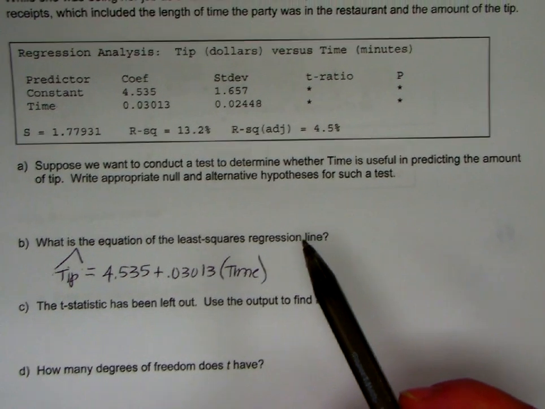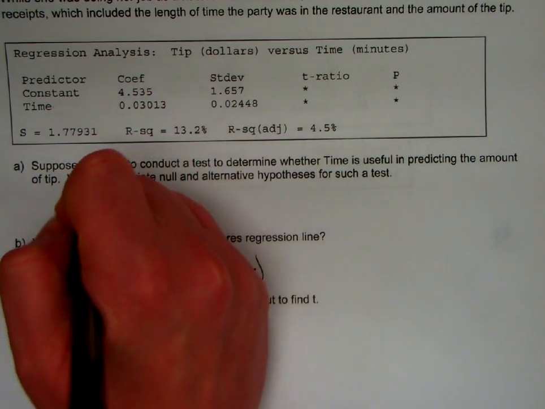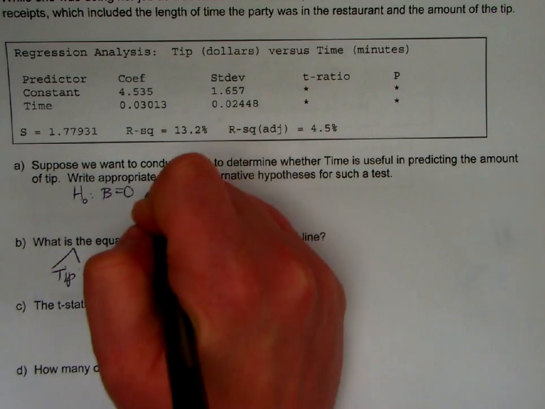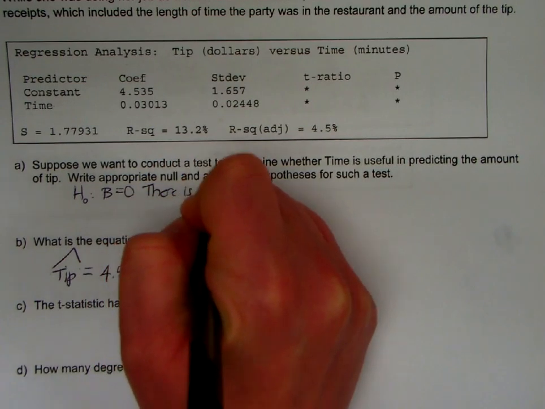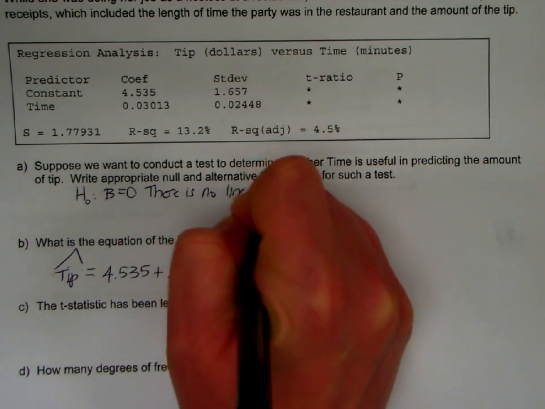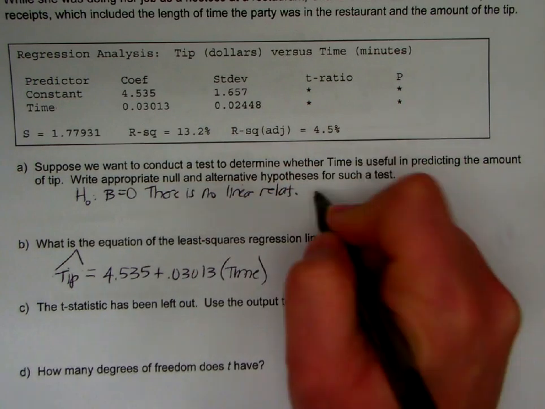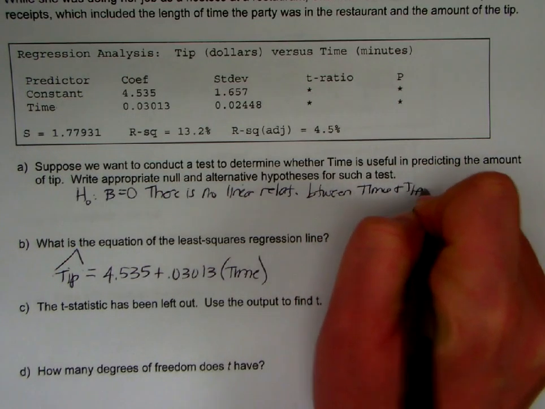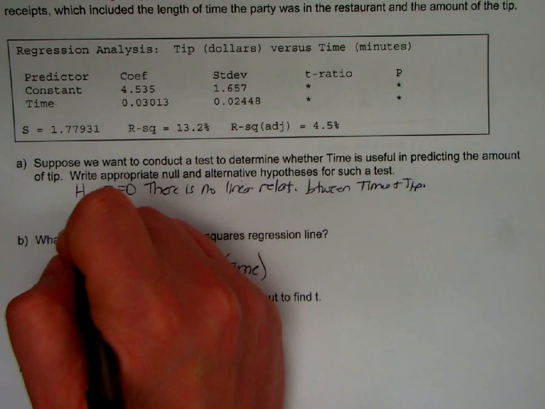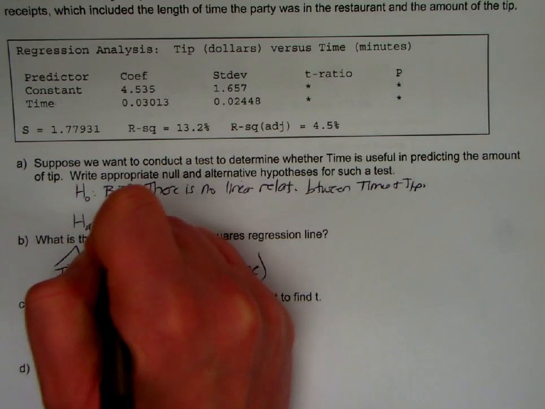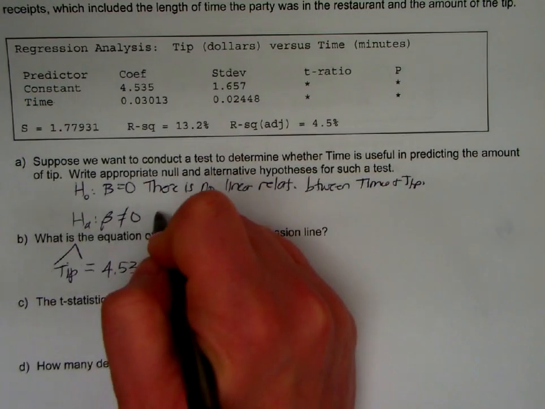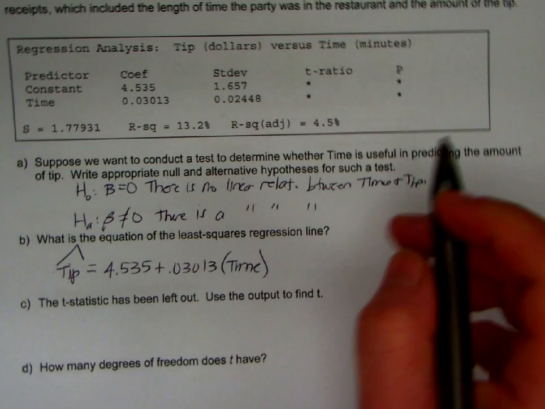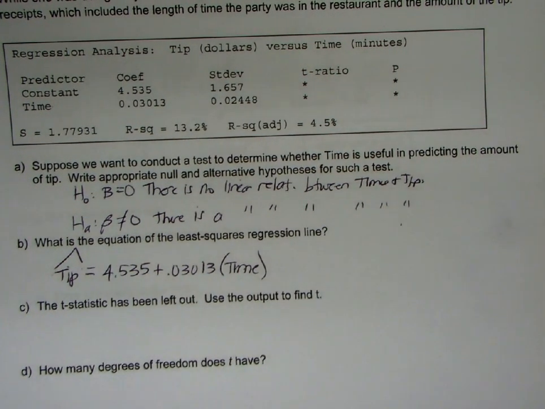So now we're going to write our appropriate hypotheses. H0 for this test is that beta is equal to 0, and you have to write it in words: there is no linear relationship between time and tip. The alternative is that beta is not equal to 0, and there is a linear relationship between time and tip. That's what you're trying to find.